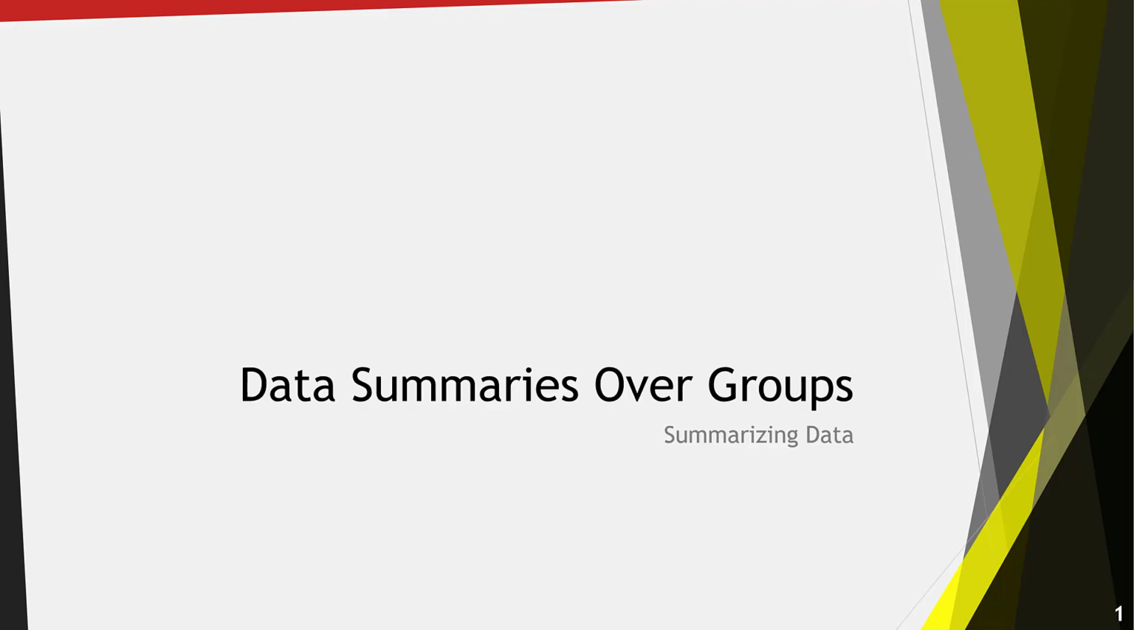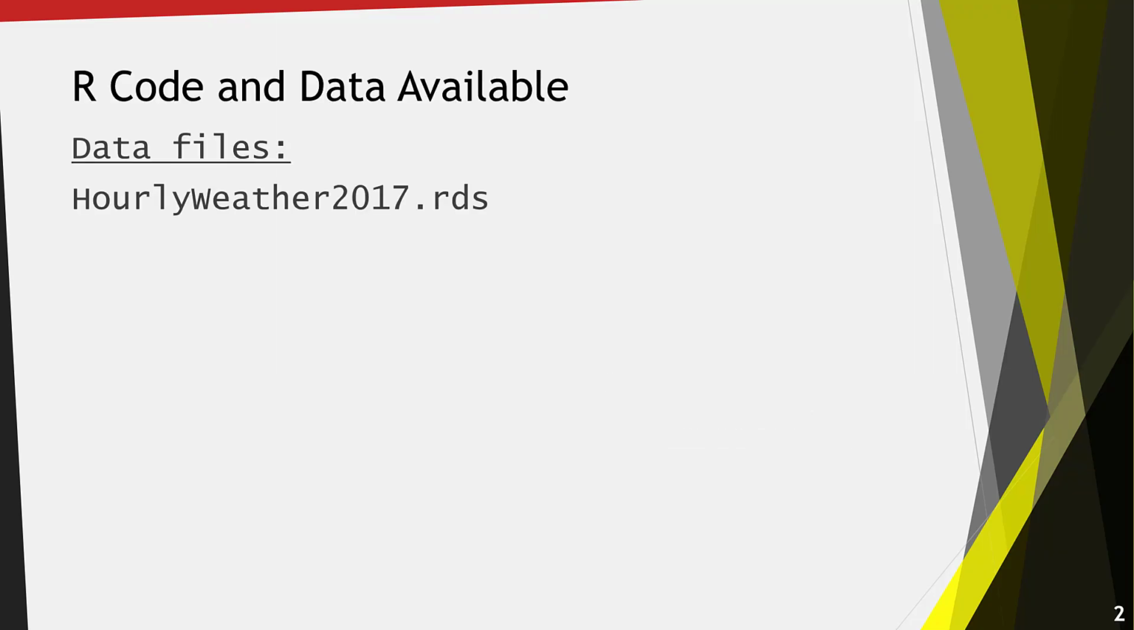This video will cover computing data summaries over groups in dplyr. The code shown in this video is available in the Learning Management System. You'll need the hourly weather 2017.rds data file. You should download both of them now if you'd like to follow along.